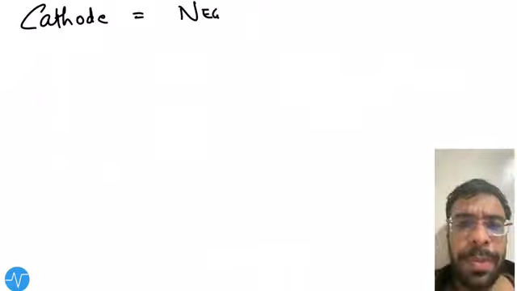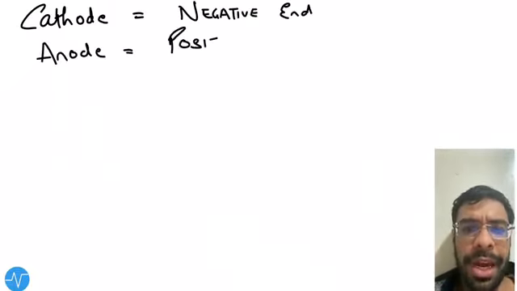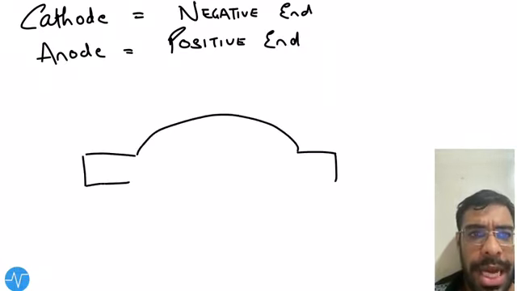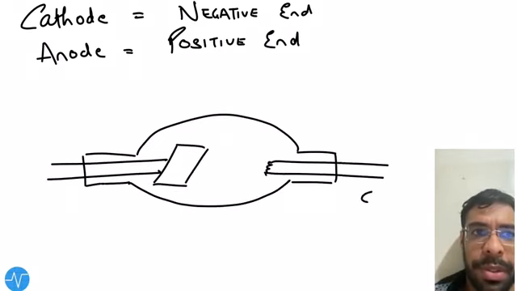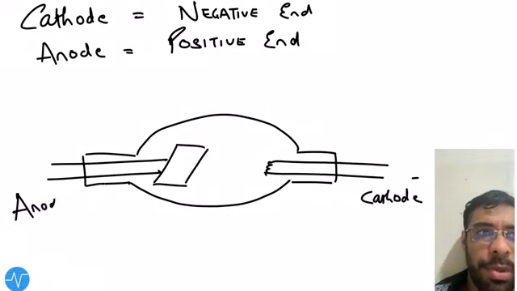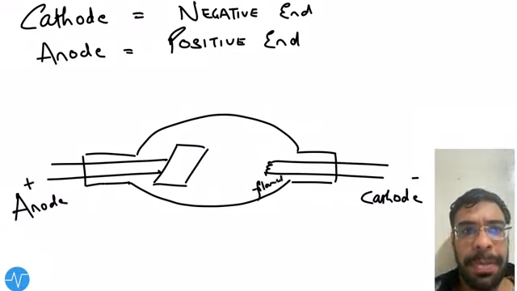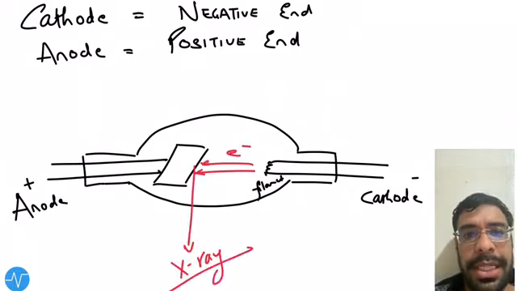Now, cathode. Cathode is the negative end of the tube. Anode is the positive end of the tube. Let us draw the diagram. First we'll draw the glass envelope. Now the cathode, negative end; anode, positive end; filament, the spiral part of the cathode; electrons are produced, then hit the anode, and then X-ray is produced.